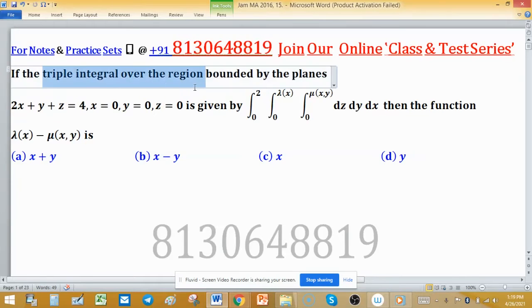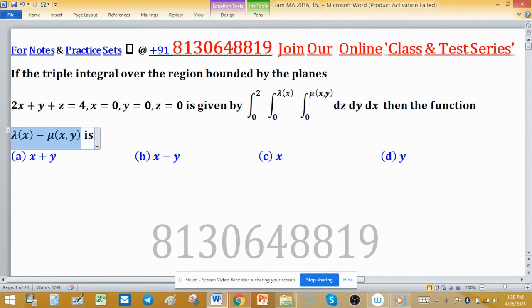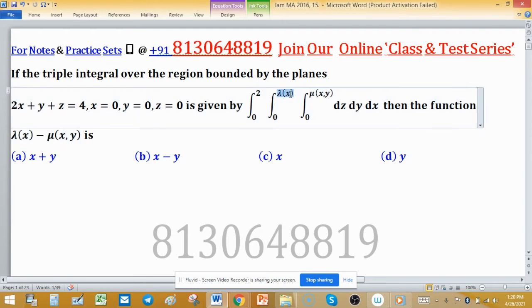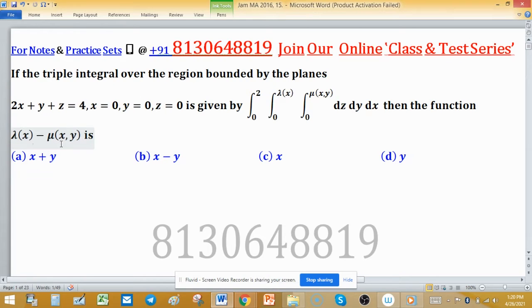If the triple integral over the region bounded by the plane 2x plus y plus z is 4, and x equal to 0, y equal to 0, z equal to 0 is given by this expression, then the function lambda x minus mu xy is, as lambda x is involved in this integral and mu xy is also involved in this integral. So if anyhow we can find the value of the function lambda x or mu used in this integral, we can easily tell about this. So this is nothing, only the difference.